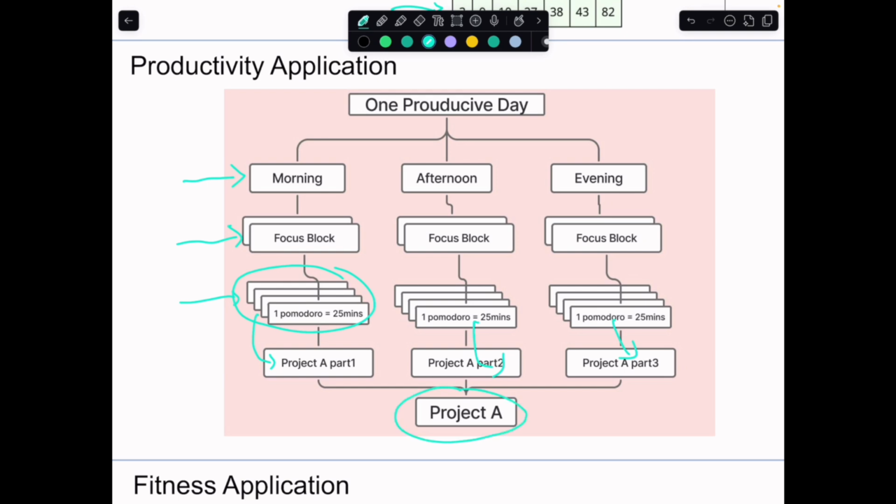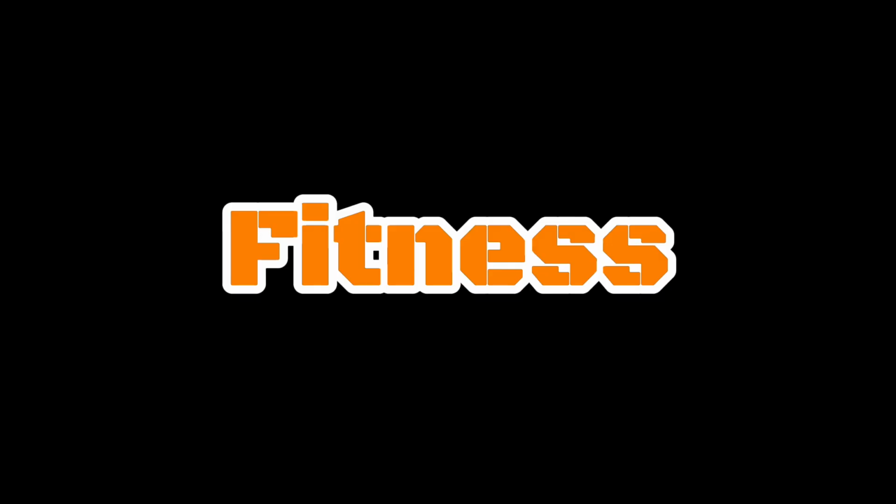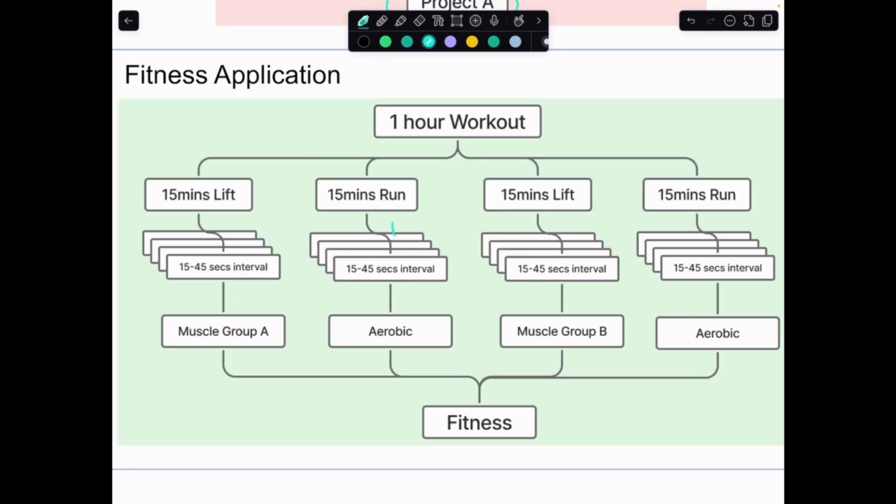So similarly, focusing on one day is not easy, but if you can break it down into smaller chunks, and conquer those smaller chunks recursively, you will solve the bigger problem that you didn't think you could solve. Another application of divide and conquer is in fitness. Usually a 1 hour workout is too long, but HIIT is a way to dissect the workout.